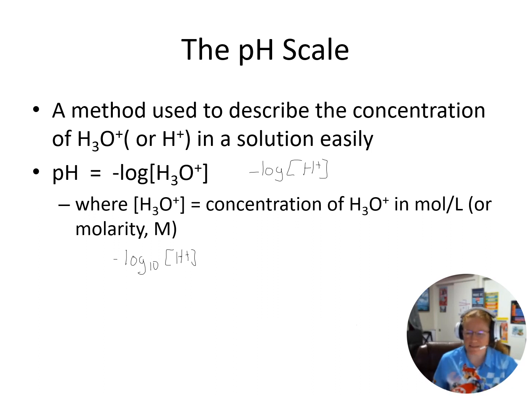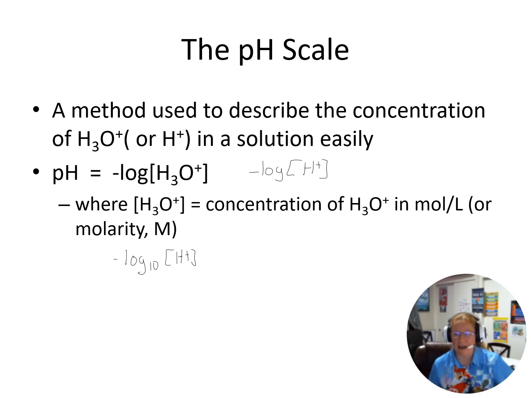So what this means is that because it's a negative log, the lower the number, the stronger the acid is, okay? The smaller the number, the more acidic it is. When I go from something like a pH of 6 to a pH of 5, because it's log base 10, pH 5 is 10 times more acidic than the pH of 6. pH 4 would be 100 times more acidic than pH 6. pH 3 would be 1,000 times more acidic than a pH of 6 would be.